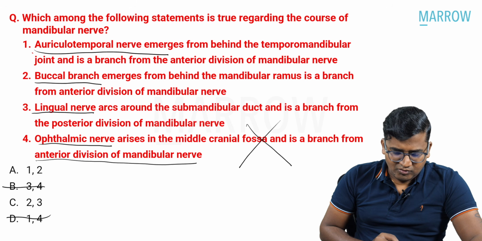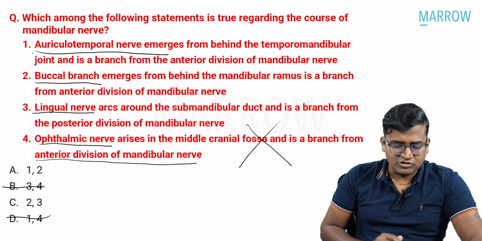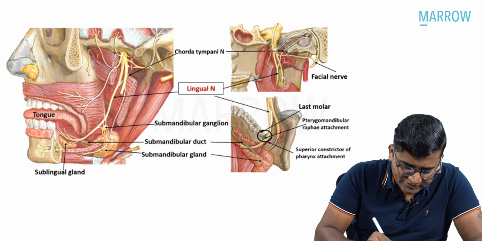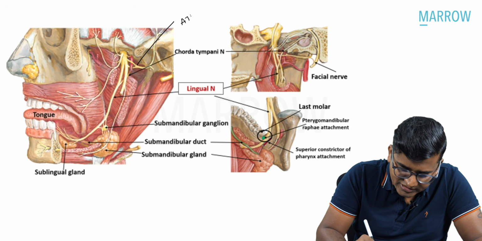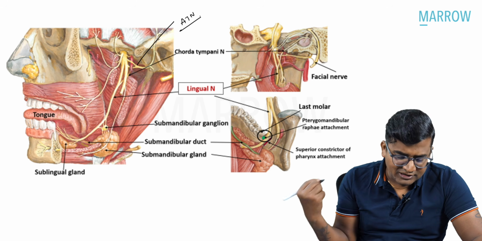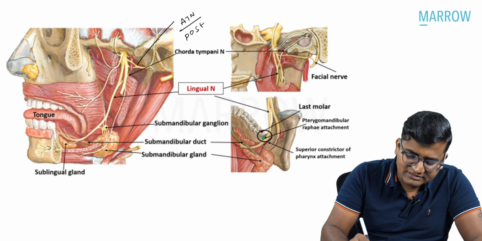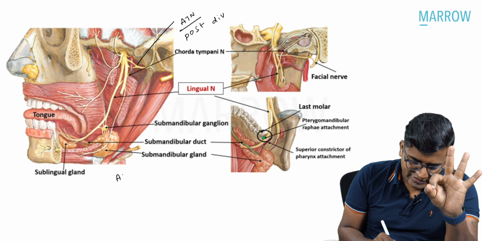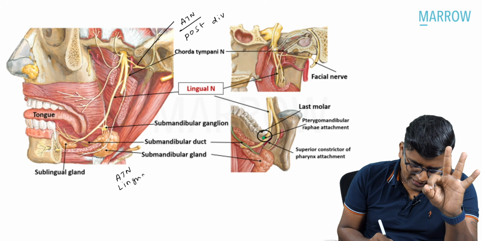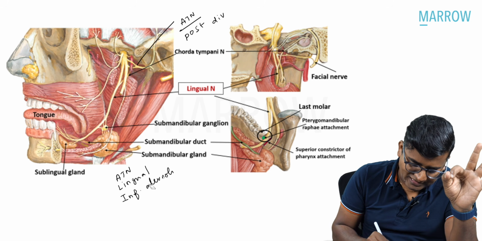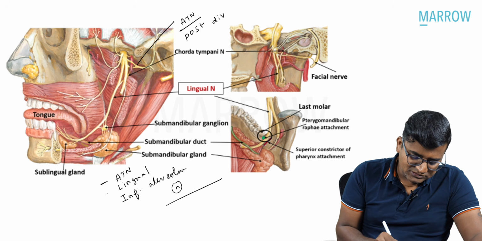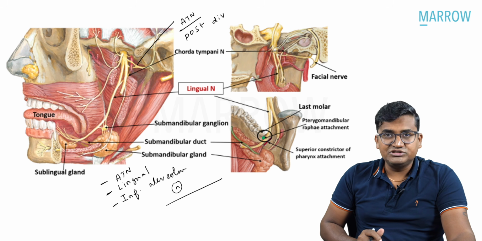We will discuss that. The statement says the auriculotemporal nerve emerges behind the temporomandibular joint and is a branch of the anterior division of the mandibular nerve. Now see the diagram. This is our auriculotemporal nerve. It is not a branch of the anterior division; it is a branch of the posterior division of the mandibular nerve. The posterior division of the mandibular nerve gives three branches: number 1, auriculotemporal nerve; number 2, lingual nerve; and number 3, inferior alveolar nerve. These three nerves come from the posterior division of the mandibular nerve.